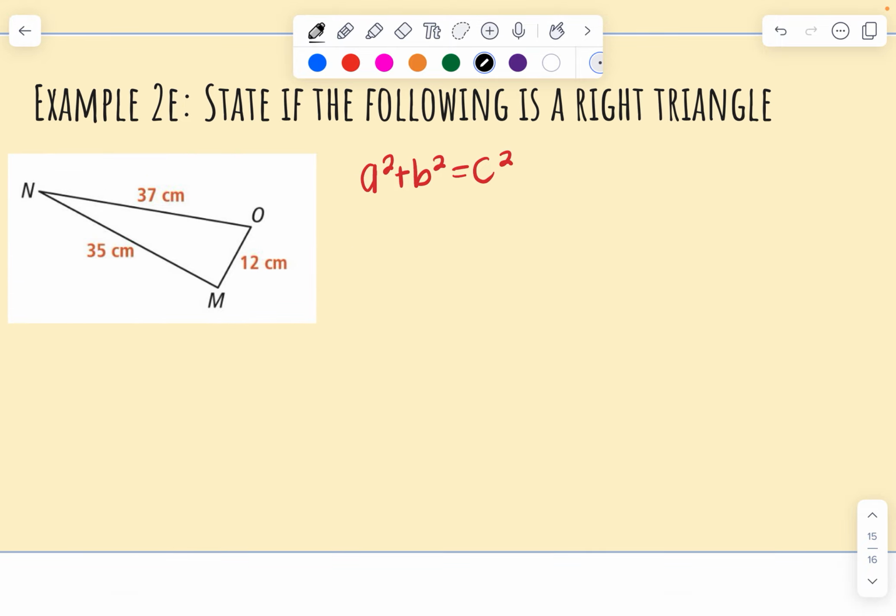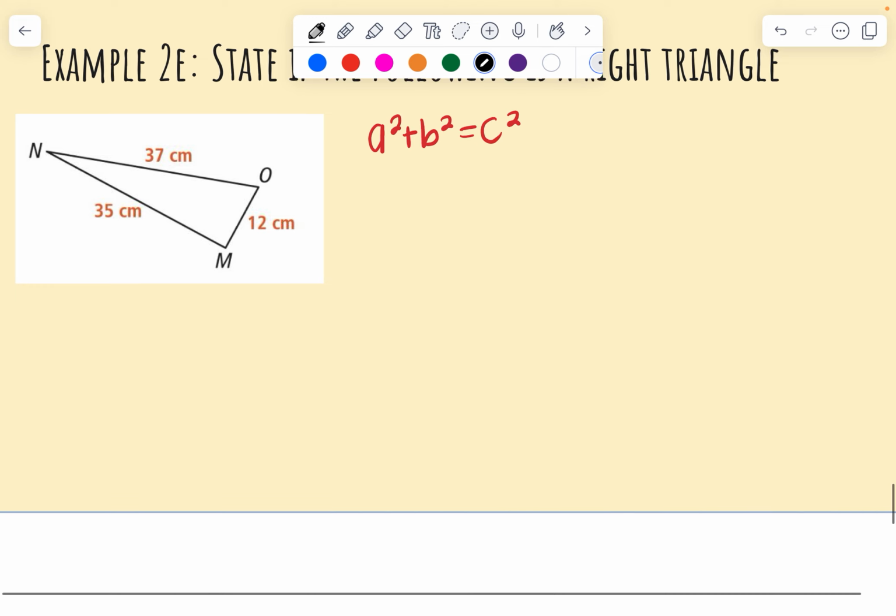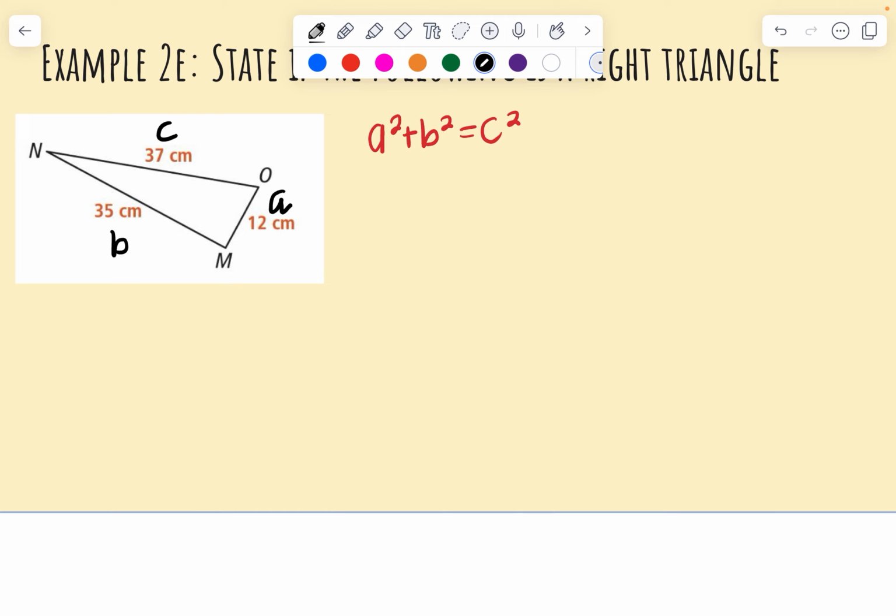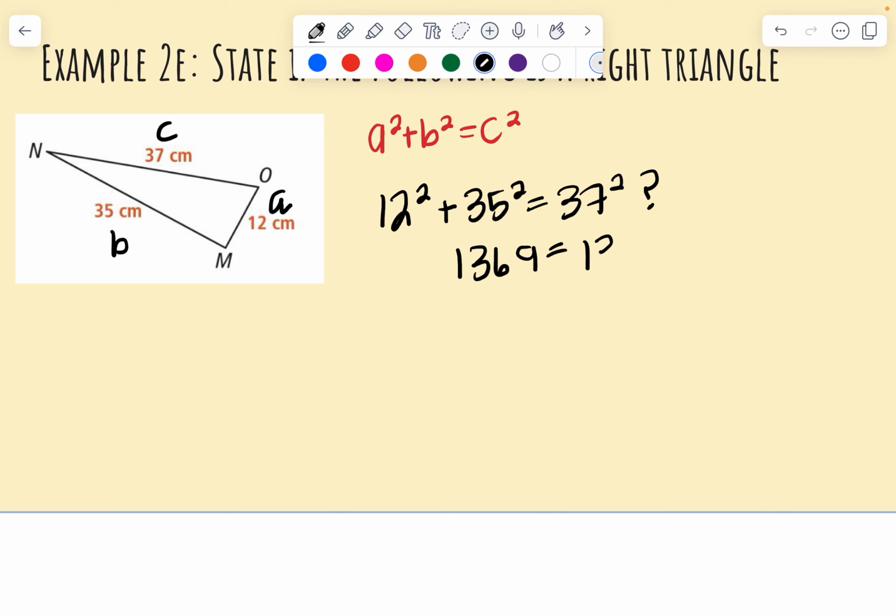All right, one more. The longest side here is 37, so that has to be my C. I'm going to call 12 A and 35 B. So is it true that 12 squared plus 35 squared is 37 squared? 12 squared plus 35 squared is 1,369. 37 squared is 1,369. Since those are equal, then yes, that is a right triangle.